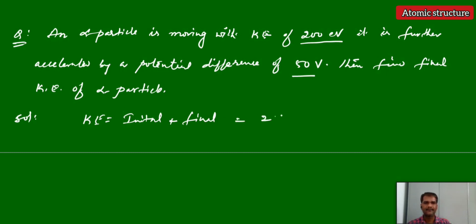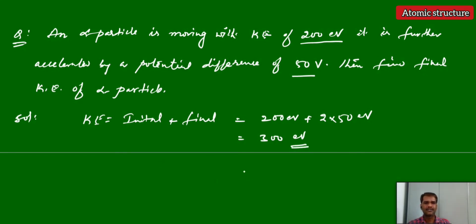Initial kinetic energy is given as 200 electron volts. How to calculate the kinetic energy due to the potential difference? When you apply some potential difference on a moving charged particle, here the alpha particle, what is the charge? 2. We have Q into V as the kinetic energy. The potential applied is 50, so this is 2 into 50 electron volts, that is 100. Total 200 plus 100 is 300 electron volts.